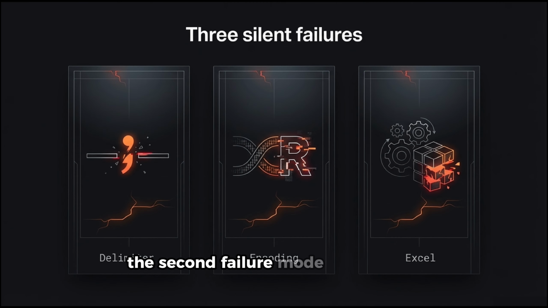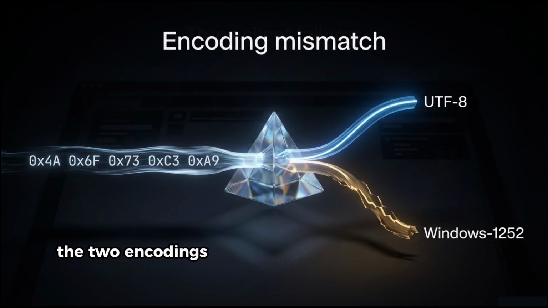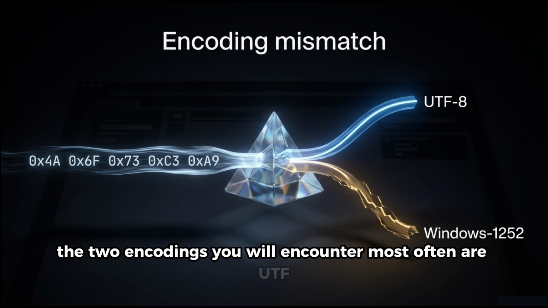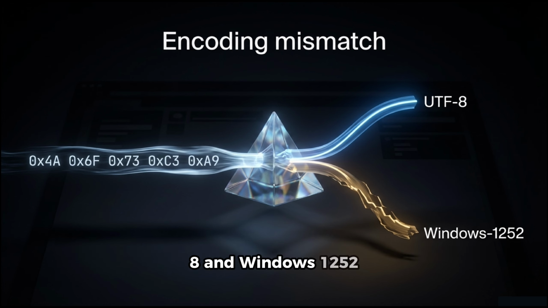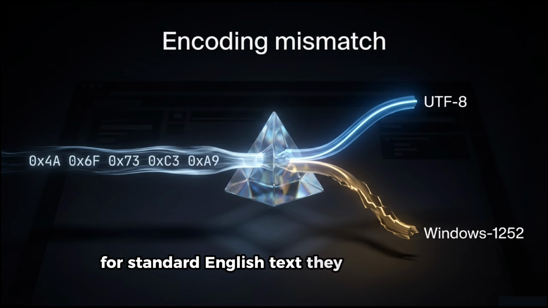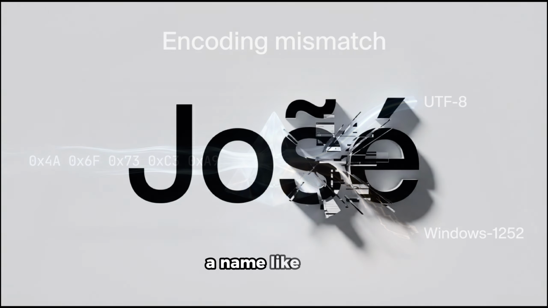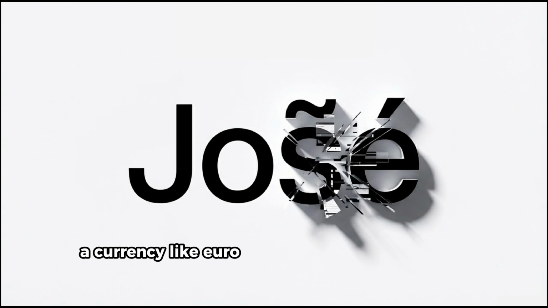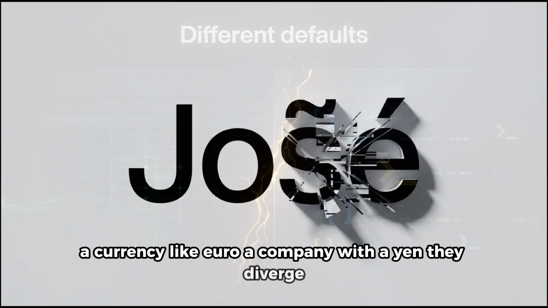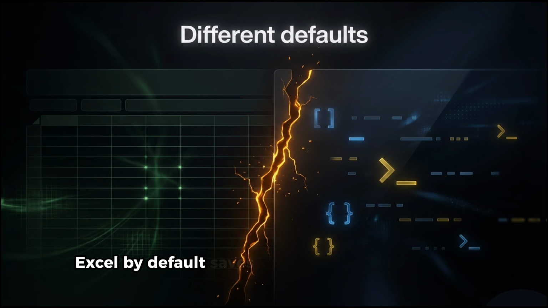The second failure mode is encoding. Every text file is stored as bytes. To read those bytes as characters, you need to know the encoding, the system that maps byte values to characters. The 2 encodings you will encounter most often are UTF-8 and Windows 1252. For standard English text, they are identical. The moment someone enters an accented character, a name like José, a currency like Euro, a company with a ñ, they diverge. Excel, by default, saves CSV files in Windows 1252.